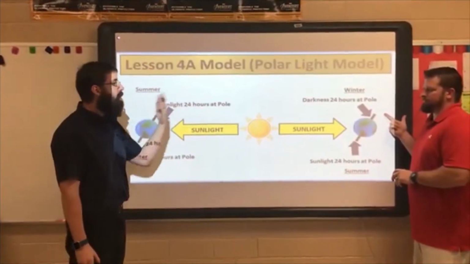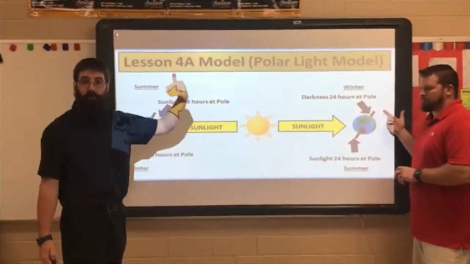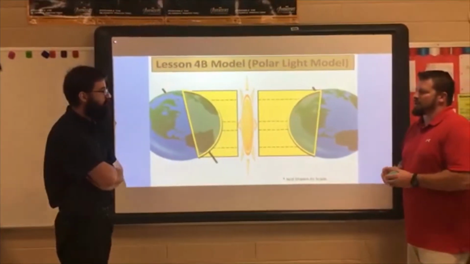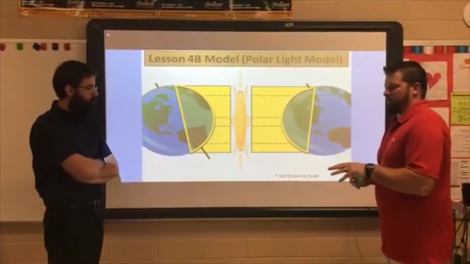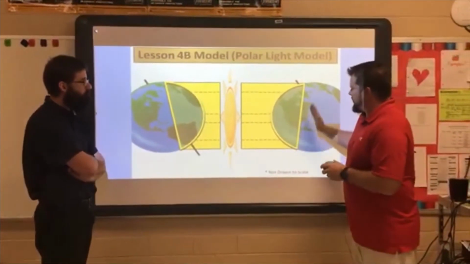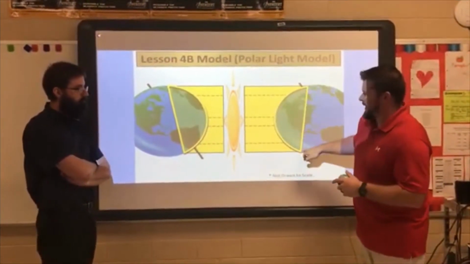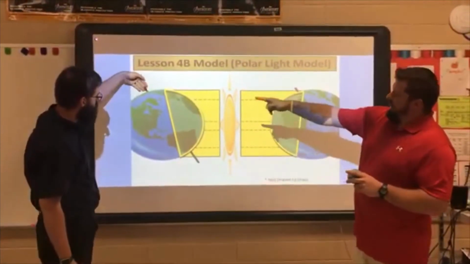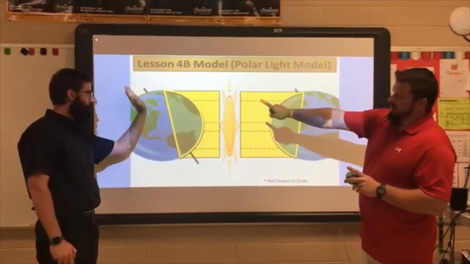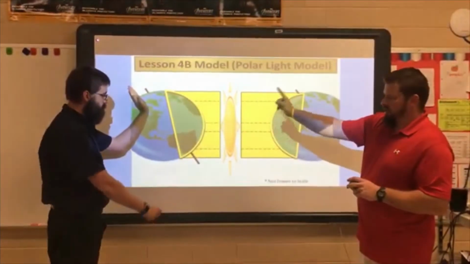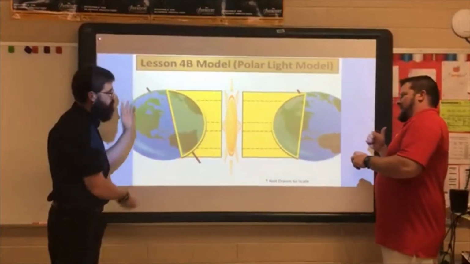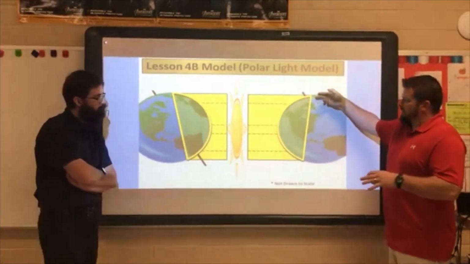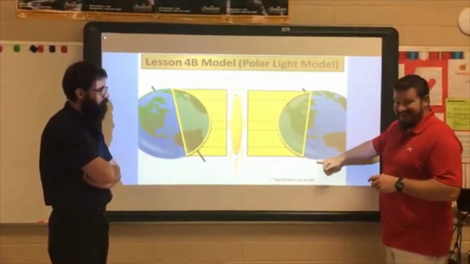When we're tilted away, we have nighttime for 24 hours at the North Pole and daytime for 24 hours at the South Pole. Coach Parrish, why is that? It's because of the way the rays hit Earth's surface with that tilt. Since we're not straight up and down, it's not going to be an equal amount up here and down there. When we're tilted away, the North Pole isn't getting as much light or heat energy, and the South Pole is. When we're tilted towards, the north is getting a lot more heat energy or sun rays from the sun, and the south is not.